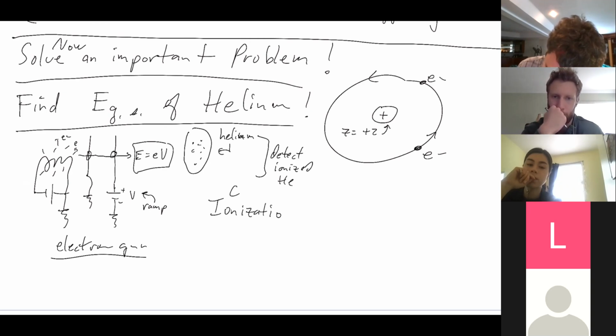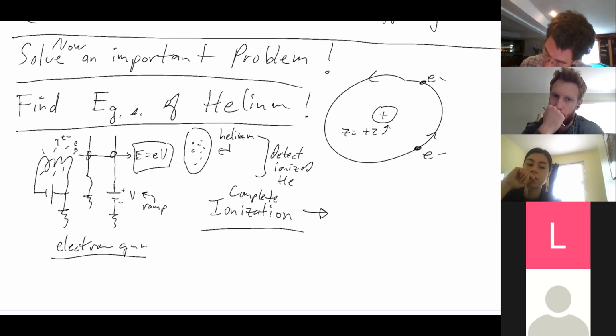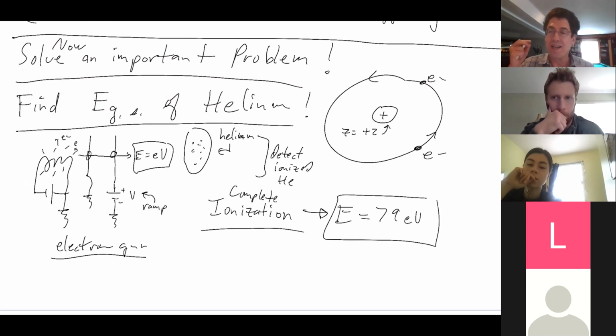complete ionization, meaning both electrons are knocked out, complete ionization happens when the energy of the electrons I'm shooting at it is equal to, what's the number? 79 electron volts. Okay. So I just noticed that I don't get doubly ionized helium until I crank my voltage up to 79 volts. And then suddenly I start producing doubly ionized helium.